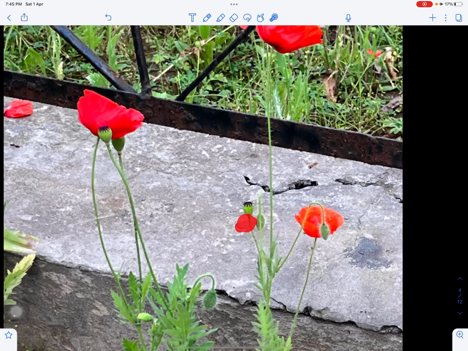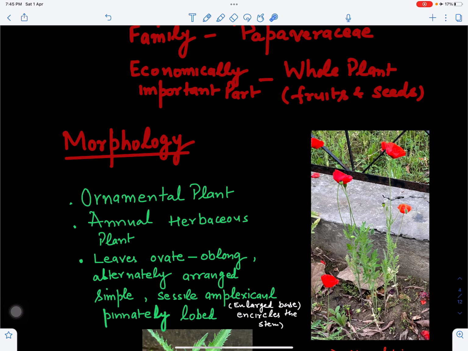And this is the fruit of the poppy. This is also the fruit of the poppy. So this plant is good to look at, so it is grown as an ornamental plant. This is green in color, so this is a herbaceous plant. This completes its life cycle in one season.